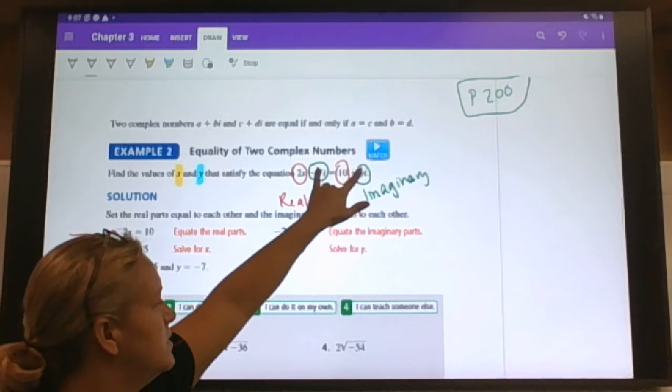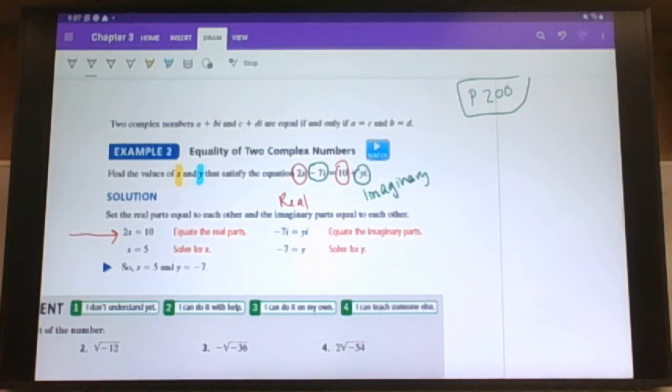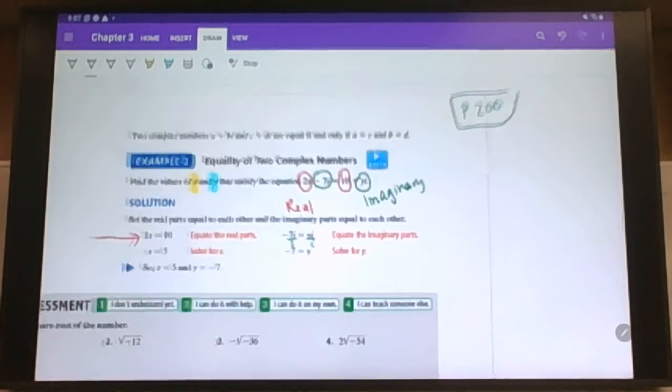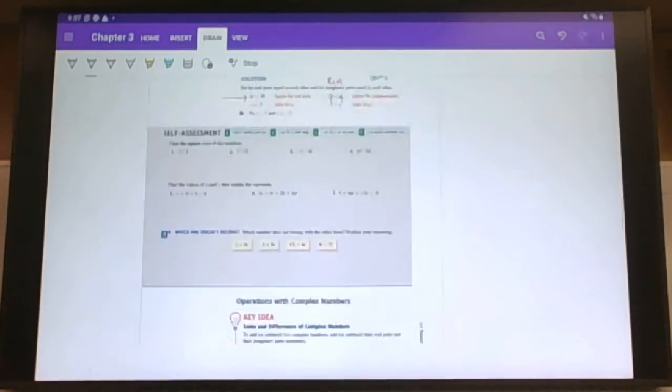What you do is you take those imaginary parts, set them equal, and solving here, what they did is they divided both sides by i. And they get negative 7 equals y. You guys ready to try it in the homework problems? Let's try it.